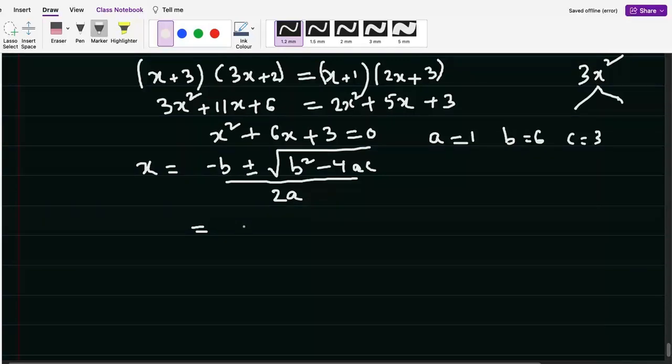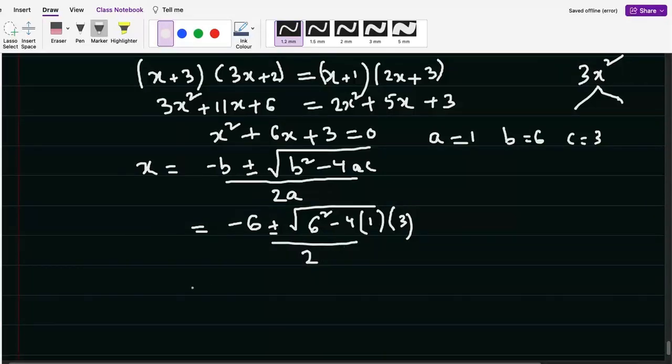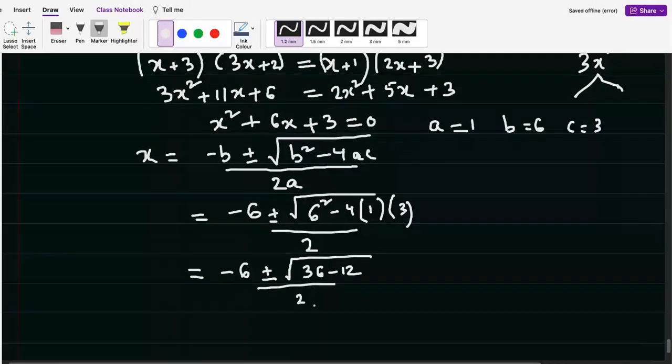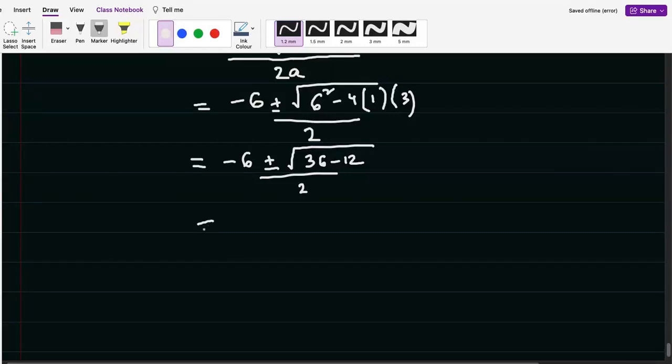If you have not got it properly or you got stuck somewhere, see this: minus 6 plus or minus square root of b square is 6 square minus 4ac, whole divided by 2 into 1 is 2. So x value is negative 6 plus or minus square root of 36 minus 12, whole divided by 2. So 36 minus 12 is how much? Root 24. Minus 6 plus or minus root 24 whole divided by 2.